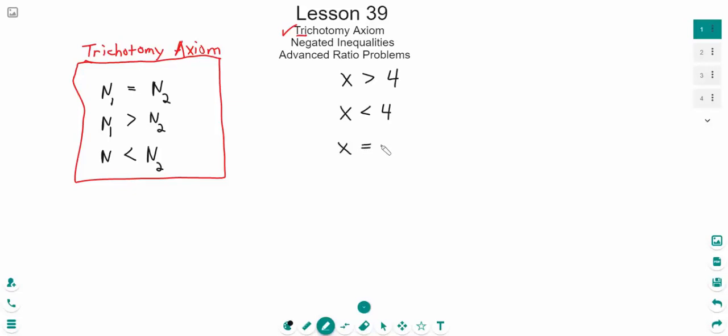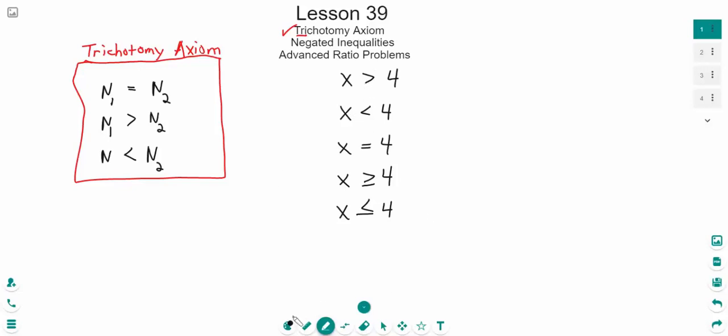and we already know how to read, obviously, x is equal to 4. Now, in all three of these statements, and actually I'll throw one more in, how about x is greater than or equal to 4? And maybe we'll throw one more, x is less than or equal to 4. These are a bunch of different ways that we can compare numbers.